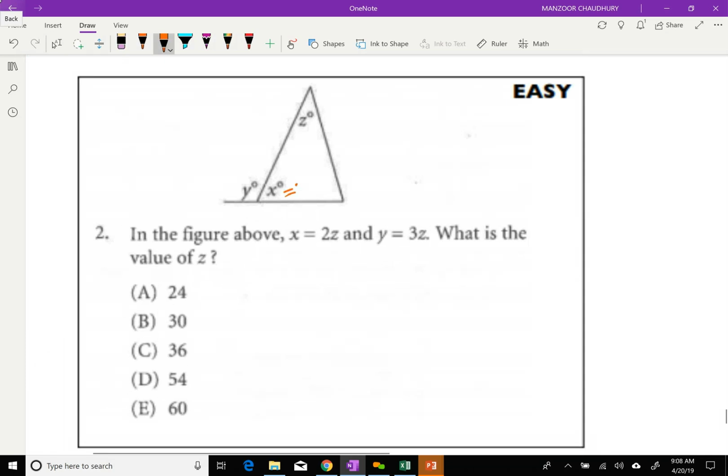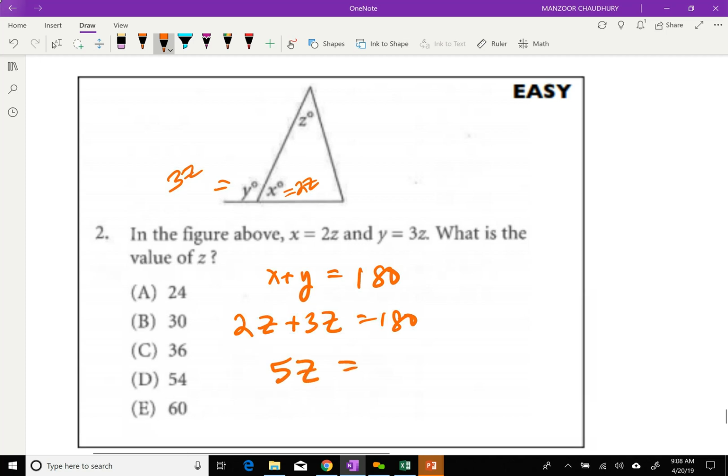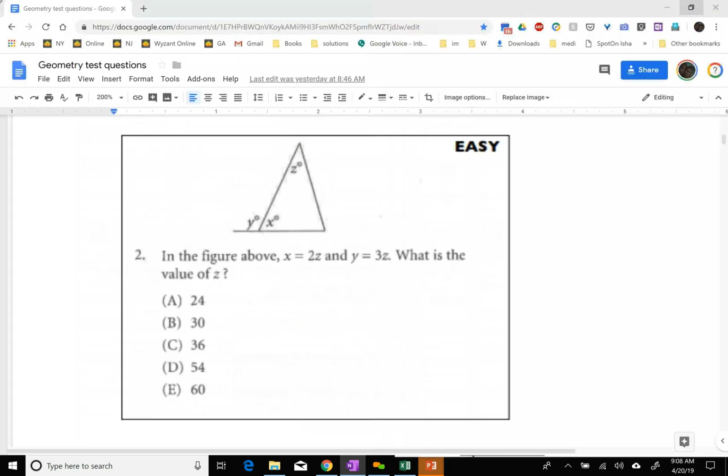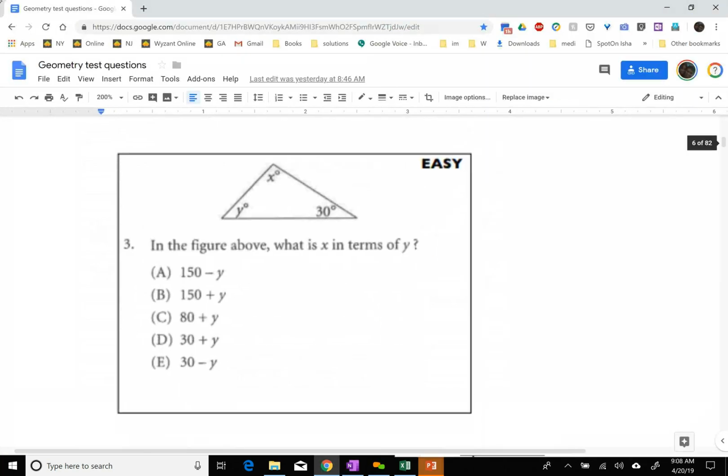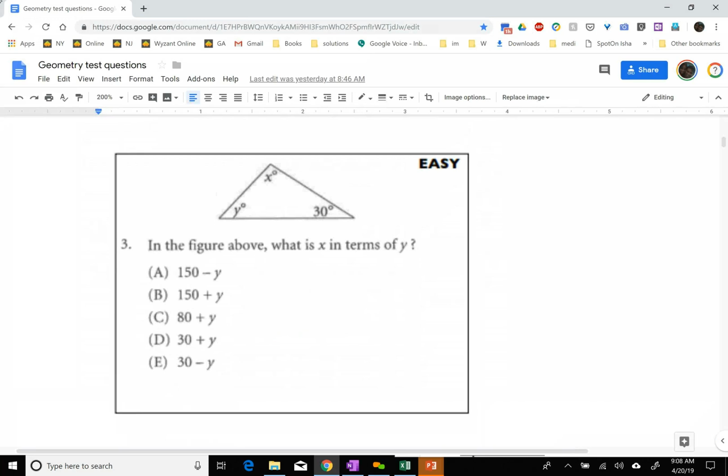X equals 2z. Y equals 3z. You know that x plus y is 180. 2z plus 3z divided by 5. That's right? Yep. So that's the setup. That's how you set it up. Try number 3.